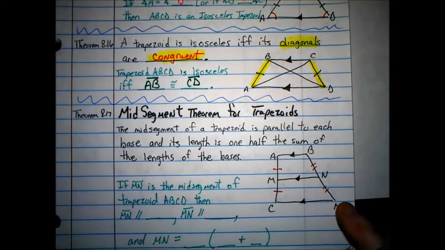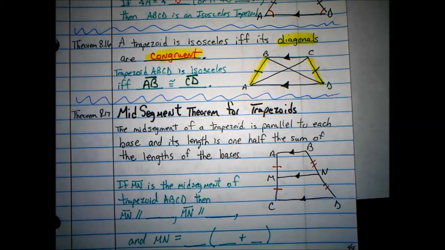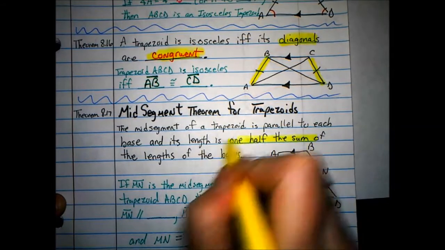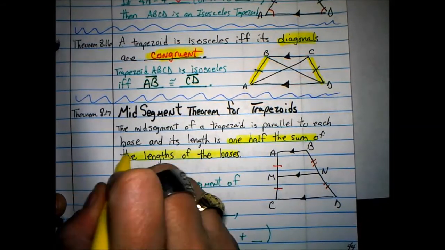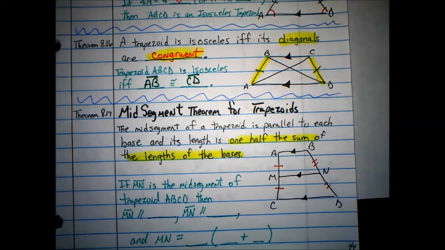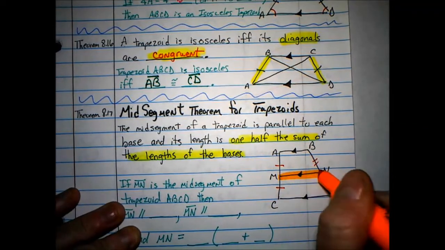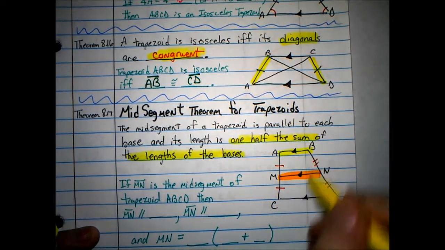Okay. Theorem 8.17 refers to the midsegment. This is something we had back with triangles. We had the midsegment of a triangle. We also have it of a trapezoid. It says the midsegment of a trapezoid is parallel to each base, and its length is 1/2 the sum of the lengths of the bases. Now these are the bases, that's the actual line. So I have AB and CD being the bases, and this line in the center is our midsegment. So I'm going to highlight that one. That's our midsegment, and our bases are AB and CD.